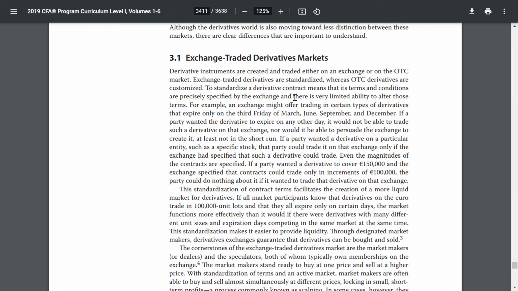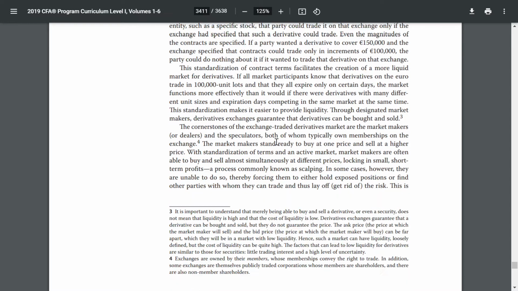To standardize a derivative contract means that the terms and conditions are precisely specified by the exchange, and there is very limited ability to alter these terms. The standardization of contract terms facilitates the creation of more liquid markets for derivatives. If a market participant knows that derivatives on the euro trade in 100,000 unit lots, and that they all expire only on certain days, the market functions more effectively than when it has derivatives with many different unit sizes and expiration dates competing in the same market at the same time.